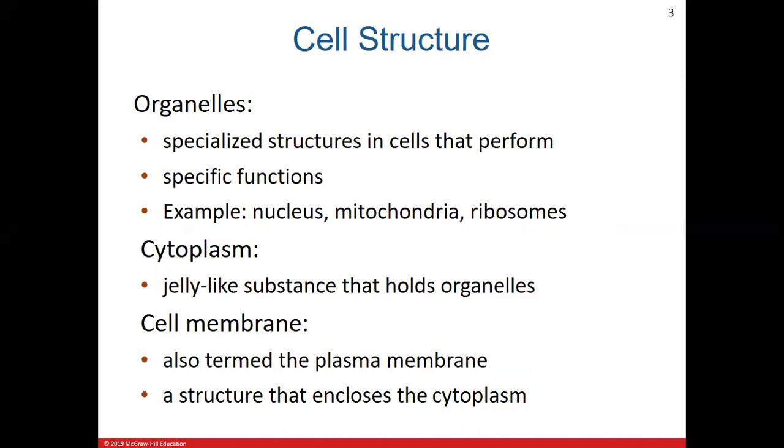But to begin with, organelles are just small organs inside of the cell that complete some type of function. Then you also have a liquid-based or jelly-like substance inside of the cell known as the cytoplasm. Surrounding the cell, you have a cell membrane, which we'll look at in just a few minutes. A lot of times you see the cell membrane also called the plasma membrane.